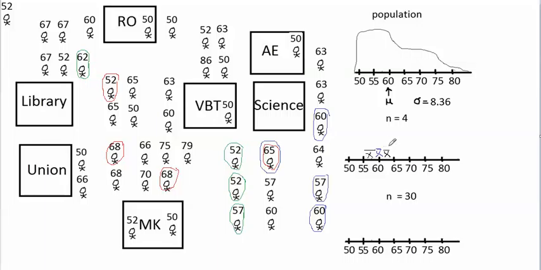When you're taking a sample from a population, the sampling distribution is the collection of all possible outcomes that could be found.